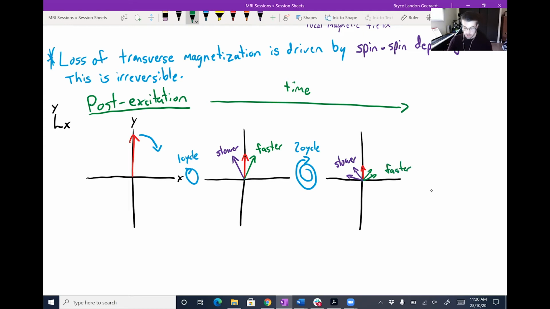And I hope that you can kind of imagine that if our point of reference, our actual recording devices, is up here, then in the first case, if we record immediately after the flip, it's going to see a very large net magnetization vector.